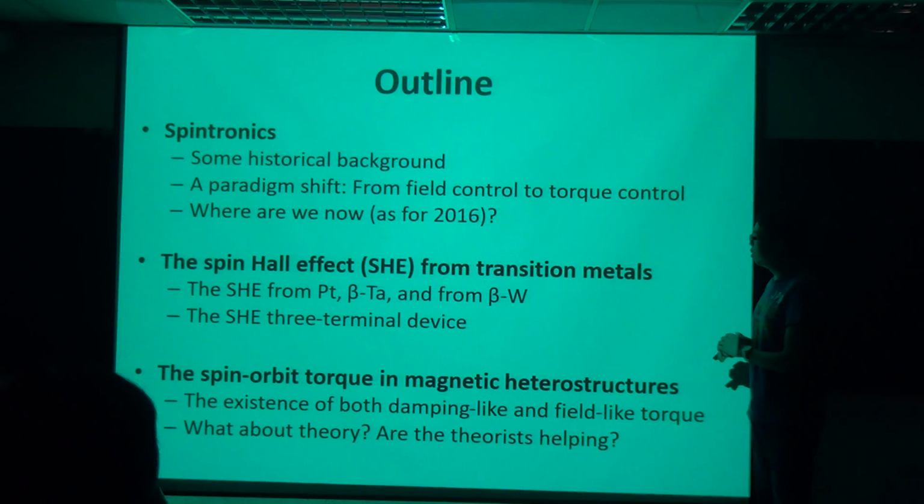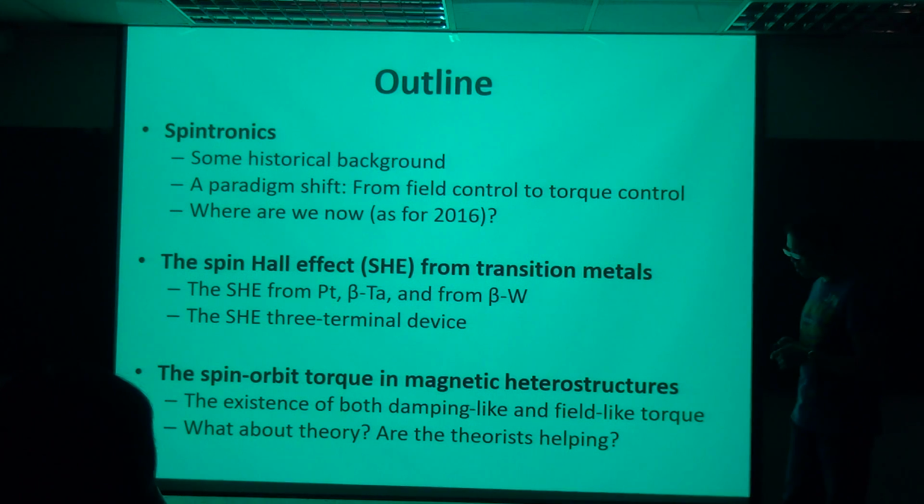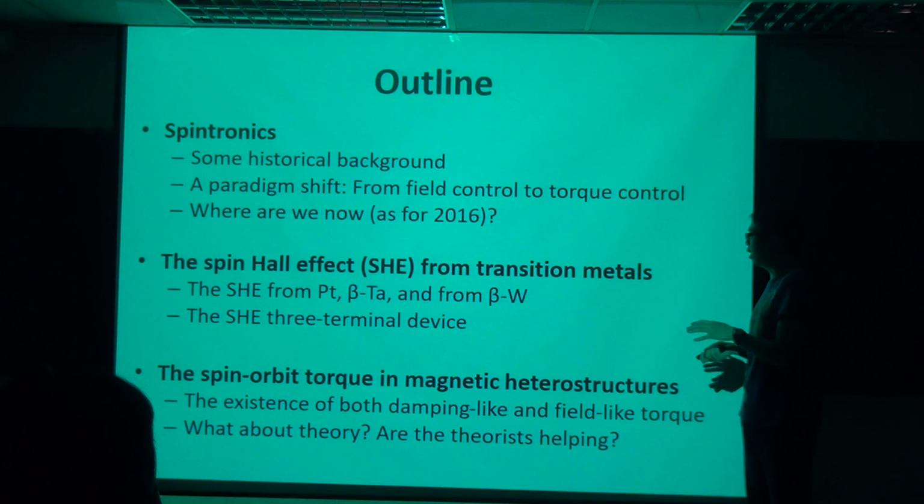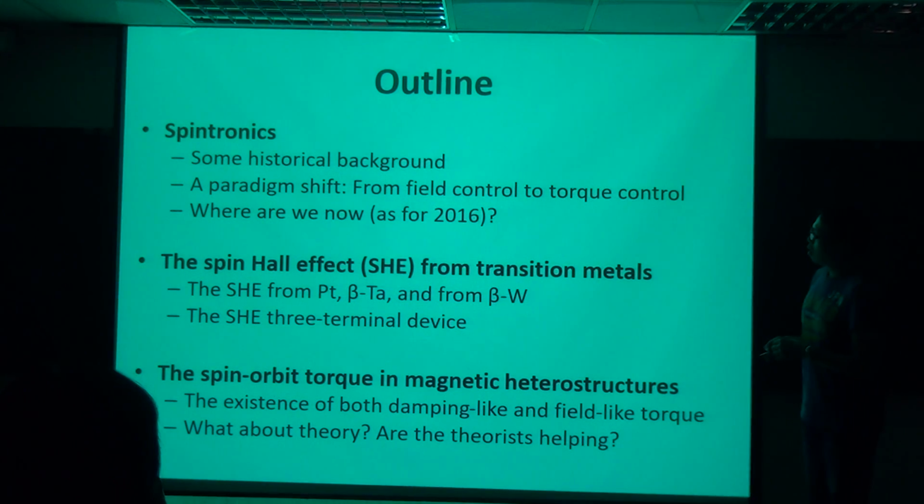metals. And these are mostly my PhD work back at Cornell University. I'm going to talk about the spin Hall effect from transition metals: platinum, tantalum and tungsten. And I'm going to show you we can actually use the spin Hall effect to switch magnetization efficiently, especially in this type of three-terminal device.